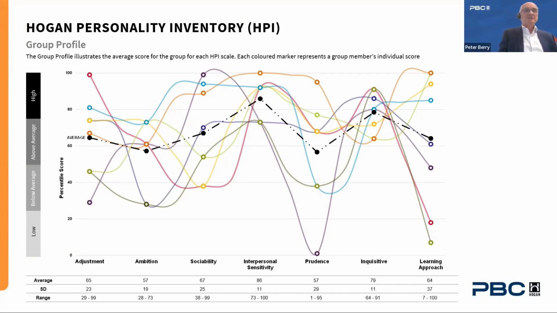Prudence was all over the shop. One of my team got 1 and the highest is 95. I'm not going to name and shame the one that got a score of 1, but he has got a lot of learned capability to compensate for that when he has to spend 3 or 4 hours getting a tender done. So good learned behaviour there.